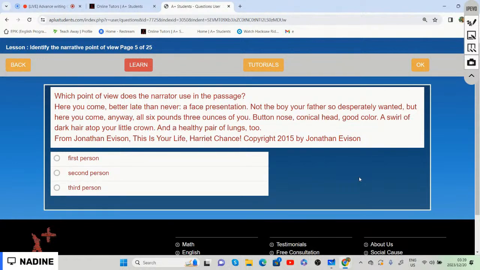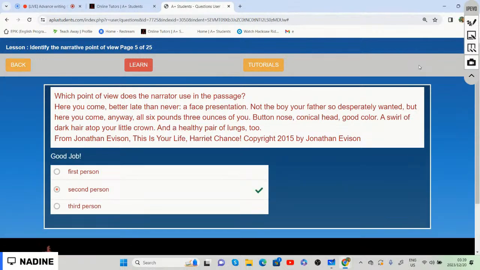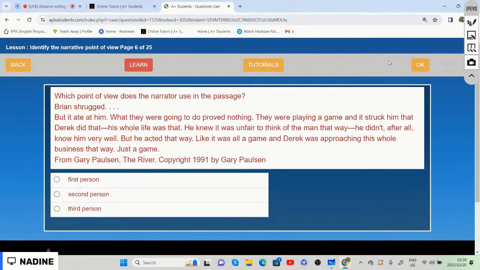And if we look at this, it's not first person, because first person uses words like I or me. It's not third person, because third person will specifically make mention of the characters. So we can say this is in second person. And second person is correct.